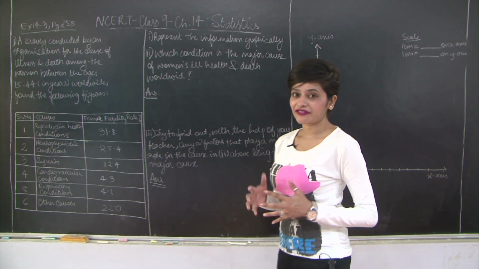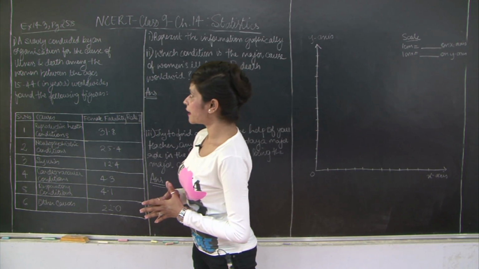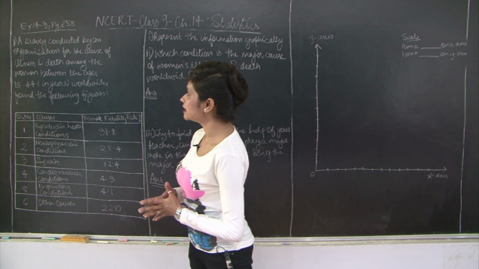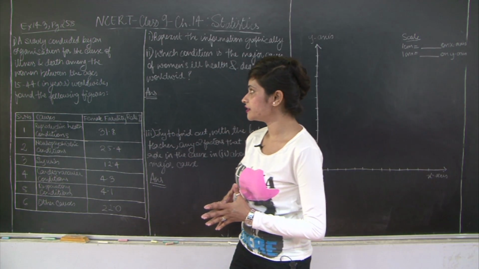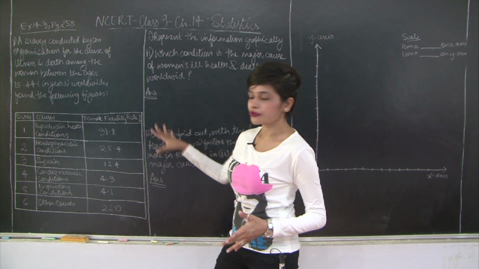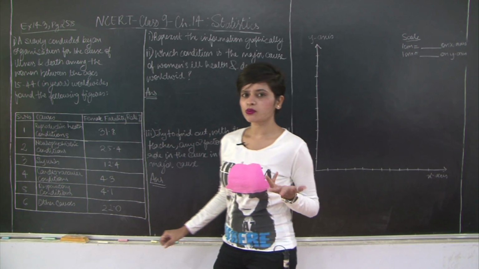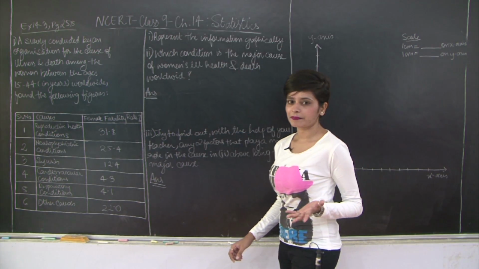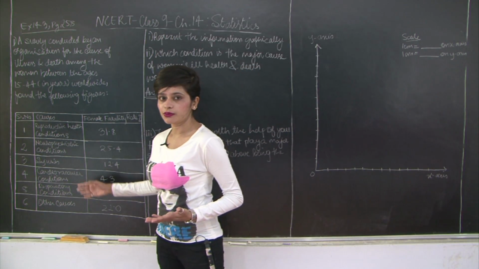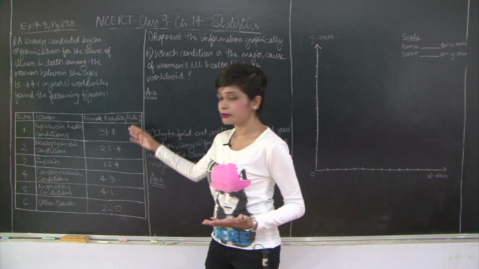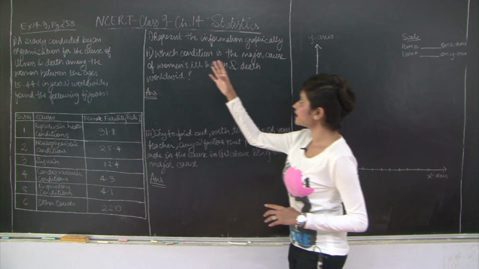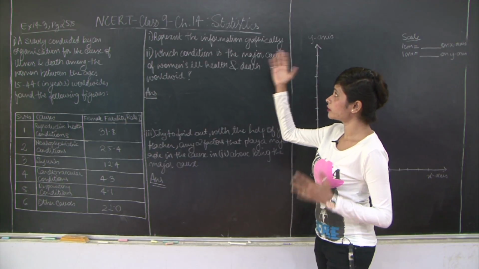Let us continue with chapter 14, statistics, the third exercise, 14.3 on page 258 of your textbooks. The first question: a survey conducted by an organization for the cause of illness and death amongst women between the ages 15 to 44 years worldwide found the following figures. So here we have a frequency distribution table. Can you guess what kind of frequency distribution table this is? Yes, it is the ungrouped frequency distribution table where you have the individual unique causes and the female fatality rate given in percentage. Now, we need to represent the information graphically.